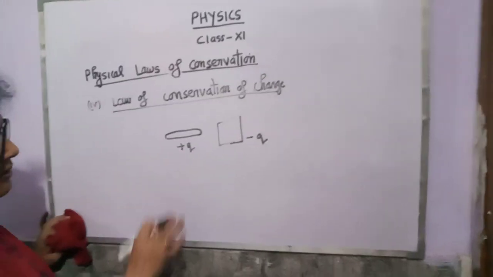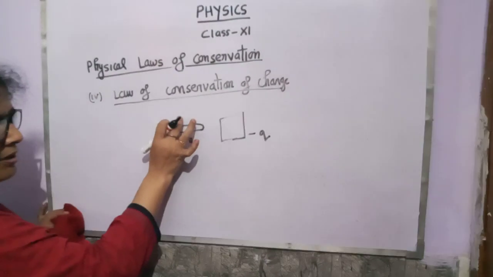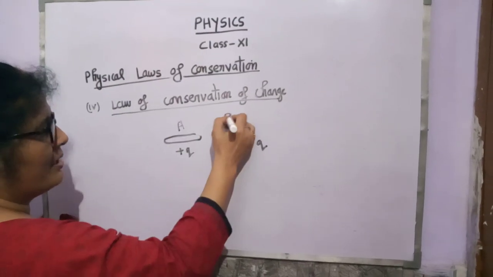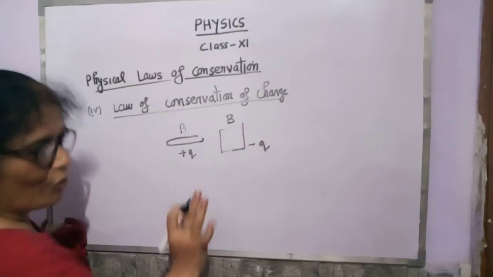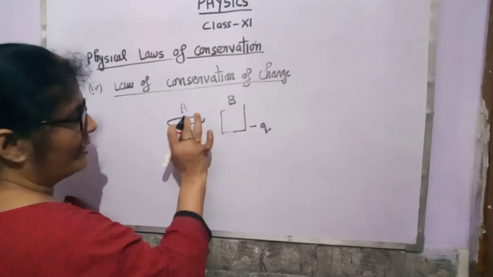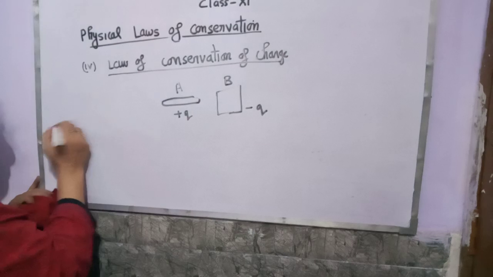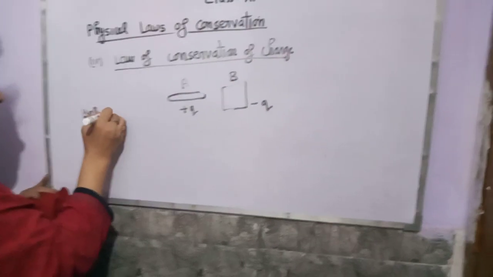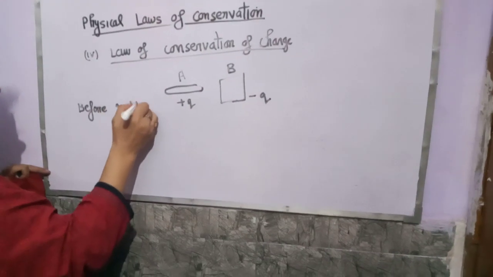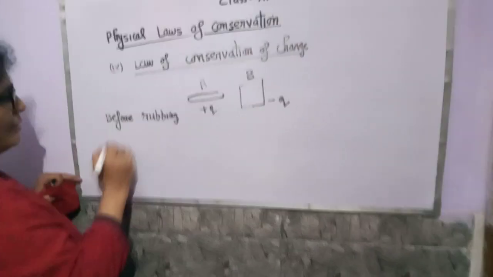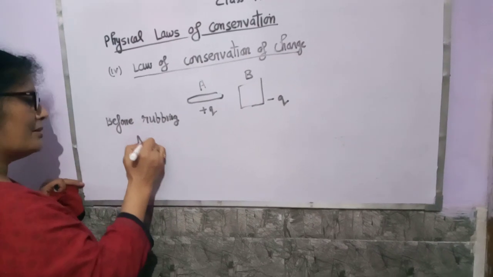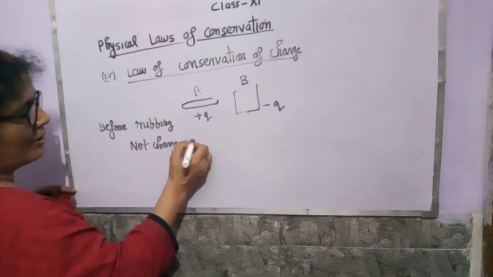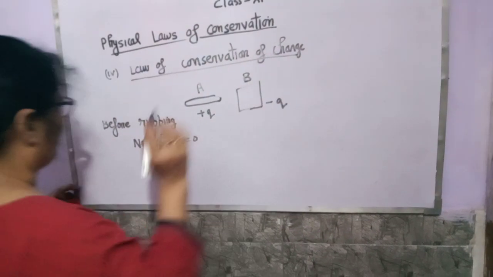Now before rubbing, there is no charge on the glass rod, and this is your object A, this is the object B. The charge on A is 0 and these two objects are not rubbed with each other. So before rubbing, net charge is equal to 0 because charge on the glass rod is 0 and charge on the silk cloth is 0.